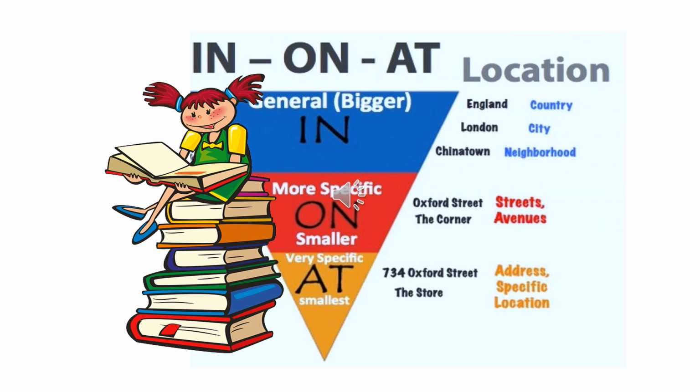Next, the topmost part, the bigger part, is blue, and the blue has in. In sits before a larger or bigger place. I have started from neighborhood because I'm going from downwards to upwards. I started with neighborhood, which is larger than street, and gradually from neighborhood to city, from city to country, country to continent, continent to subcontinent. Gradually, as the place gets larger, we use in before those larger areas.